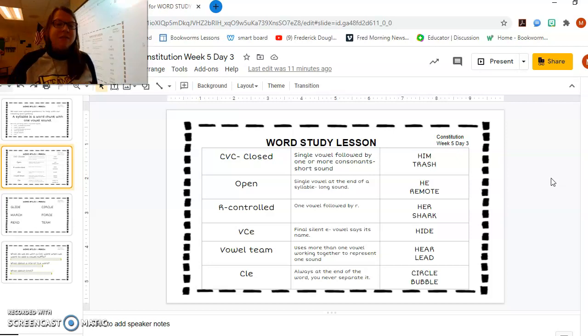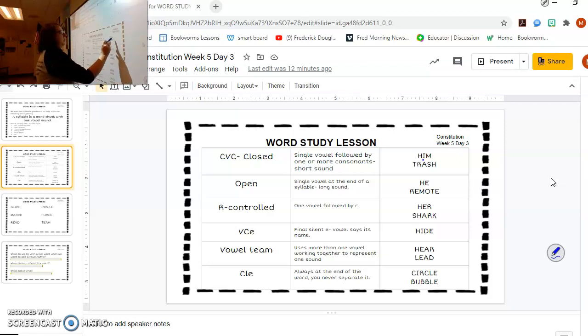So if I have a CVC syllable, like in the word hymn or trash, a single vowel is followed by one or more consonants, and the sound is short. Like in the word hymn, there is a vowel right in here, 2 consonants on the sides. They're closing that vowel. That's a closed syllable. Trash, the vowel is the A, and it has a short sound.